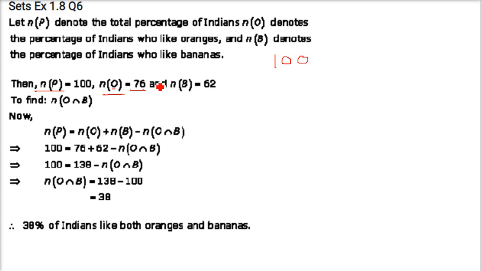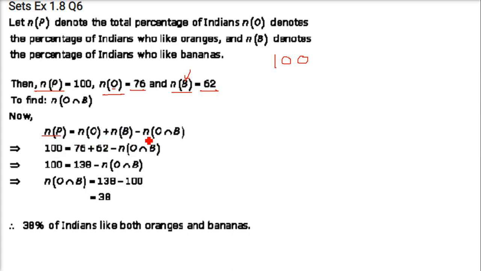Then we have 62% like bananas. So NB, 62% like bananas. NB will be equal to 62. Now we have to find NO intersection B. What is this O? Oranges. And B is banana. So we have to find the percentage of Indians who like both oranges and bananas.